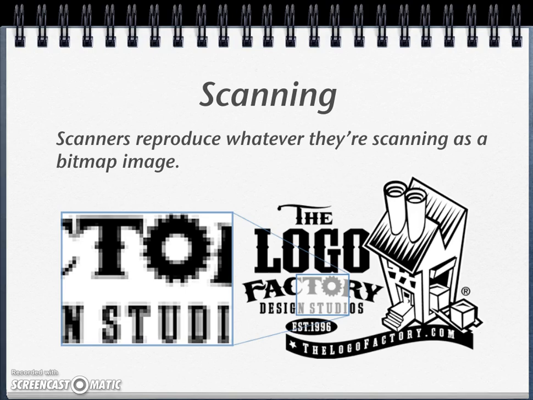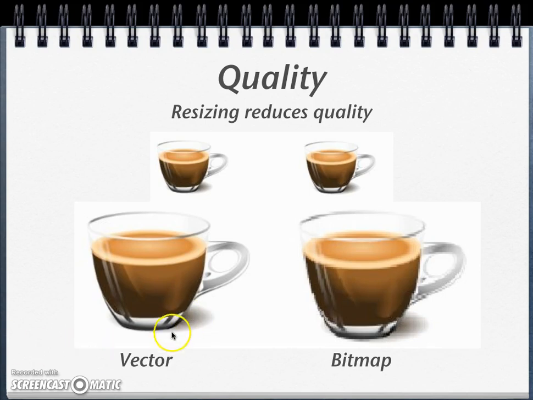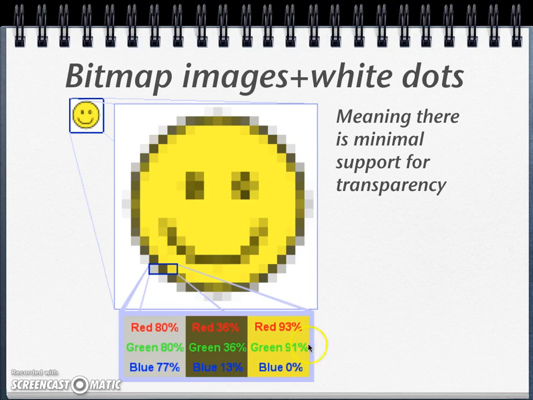All scanners reproduce whatever they're scanning as a bitmapped image. So here you're looking at this logo, Factory Design Studios, but if you were to blow it up, because it's been a scanned image, you'll see these gray jagged edges on everything. It's because it's a scan. Compared to vector images, which you can see on the left here, you can't resize the image and not have those pixels start to show up. Eventually, a bitmapped image will start to show the dots, basically.